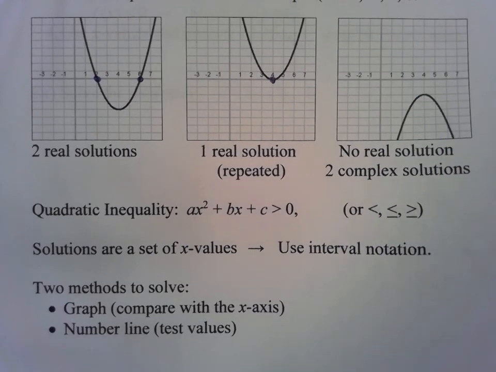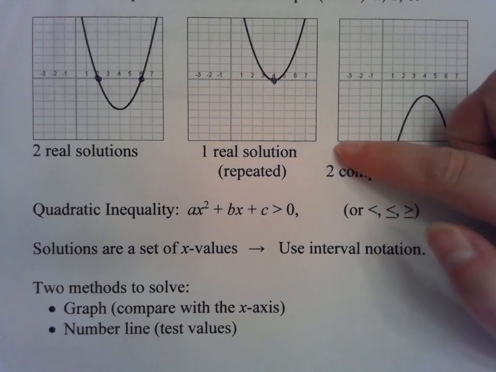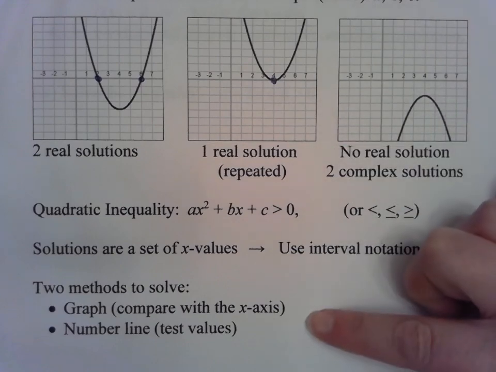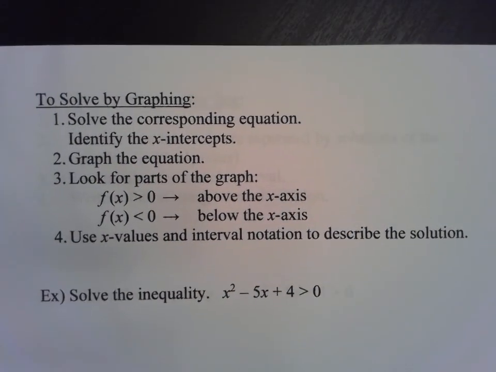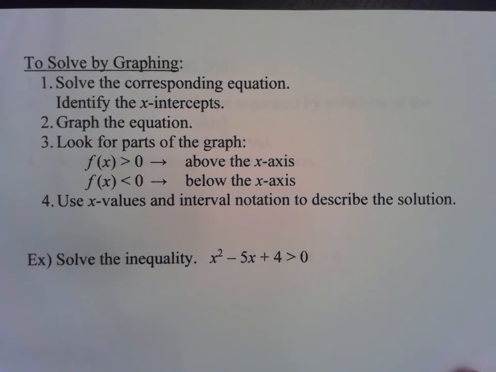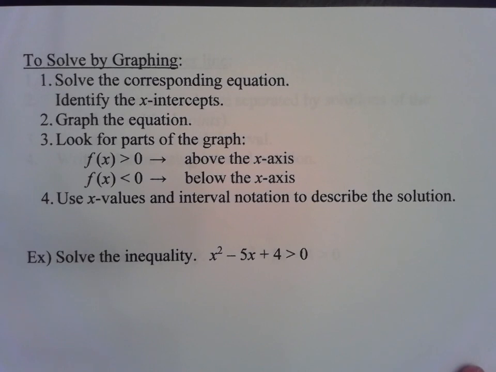Okay, so we're going to start with a parabola type example, and we're going to do the same problem with both methods so you can see how they work. So for the graphing method, to solve by graphing, we're going to solve the corresponding equation. So we're going to take out the less than or greater than and put in an equals and solve. And that's going to give us the x-intercepts, the points that we were just plotting on the x-axis. Then we're going to graph the equation.